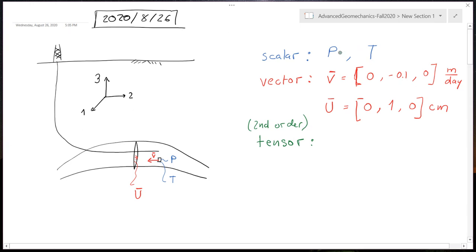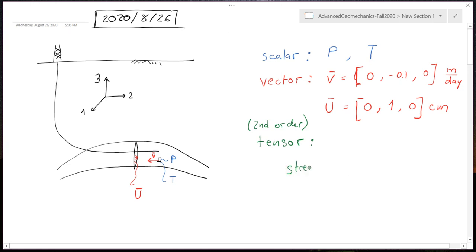and a three-dimensional space is going to have 9 components. So you see, for the scalar, we just had one value or one component. For the vector, we have 3. For the tensor, we're going to have 9. An example of such tensor is going to be stress.